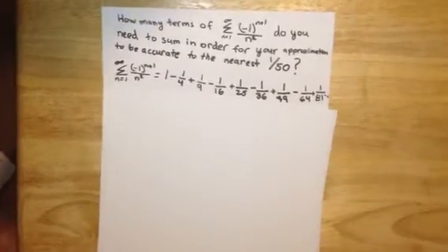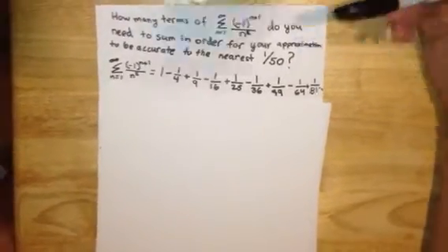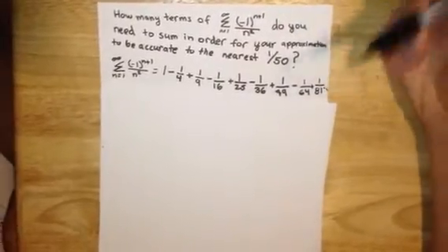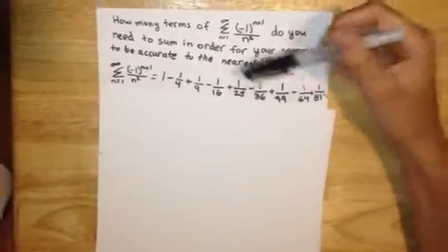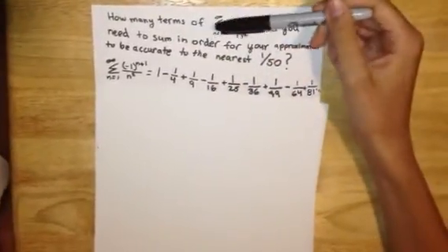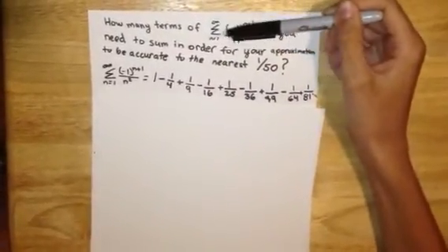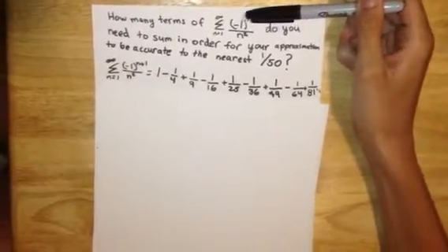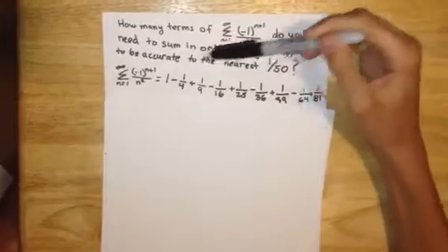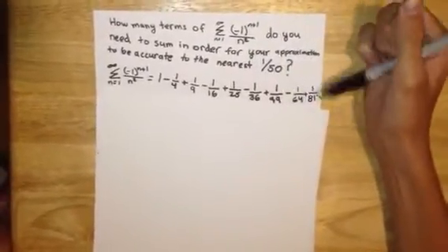Alright, today we're going to be looking at the alternating series error and really know what it means and understand how it is used. So here's a practice problem: how many terms of the sum of n equals 1 to infinity of (-1)^(n+1) over n squared do you need to sum in order for your approximation to be accurate to the nearest 1 over 50?